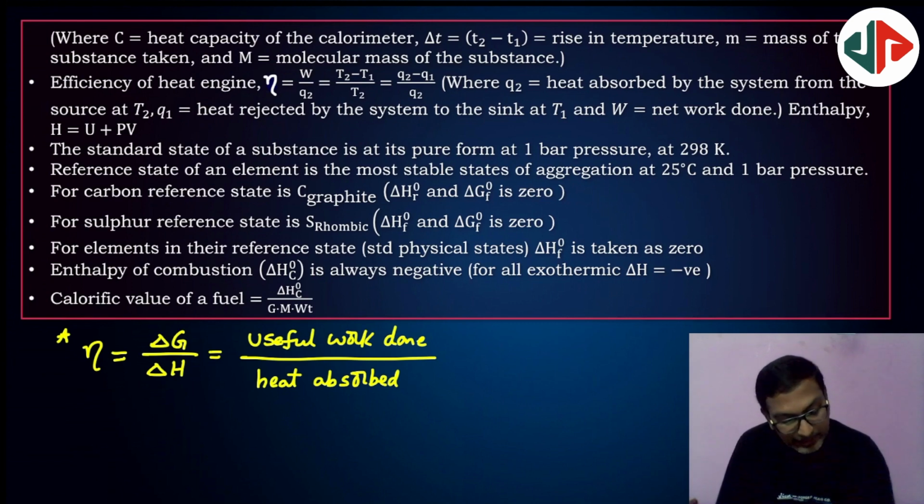Next, standard state of substance is 1 bar pressure and 25 degrees centigrade. Remember that standard condition. Next, carbon standard form is graphite. Therefore, delta H formation of graphite is 0. So for sulfur, rhombic sulfur is standard state. Enthalpy of formation is 0. Standard enthalpy of formation is 0. Next, for elements in their standard state, delta H formation will be 0. That is important.